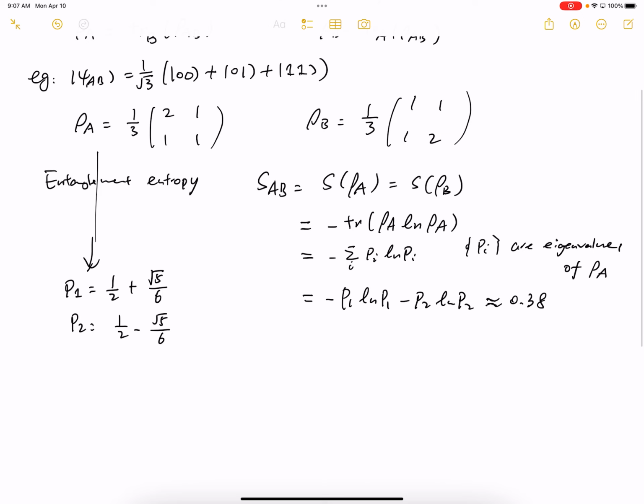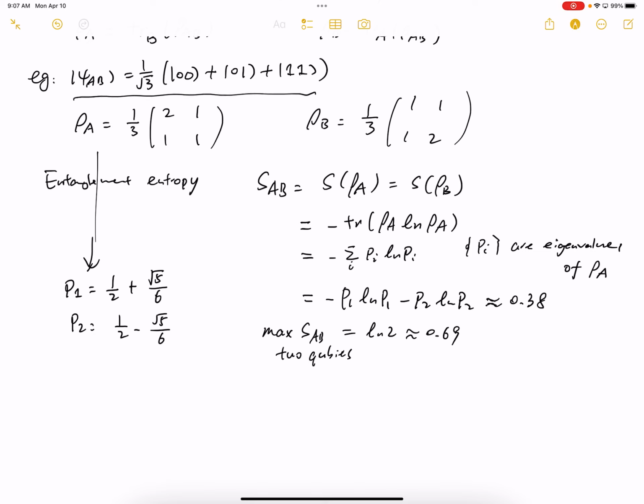So if you compare it to the maximally entangled state, we also talk about that. The maximum value of entanglement entropy for 2 qubits is given by log 2, right? So log 2 is about 0.69. If you compare these two numbers, what you can actually see is that for this particular state, we have some sort of entanglement between the 2 qubits, but it's not maximal entanglement.